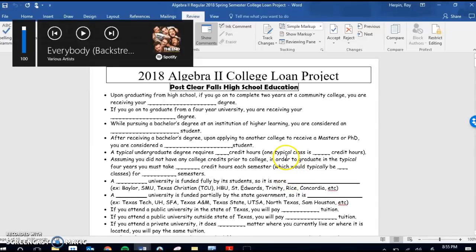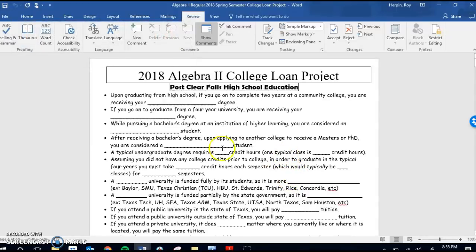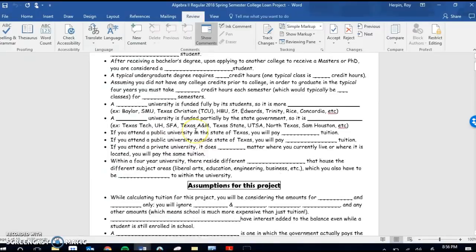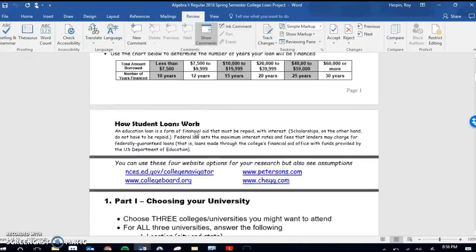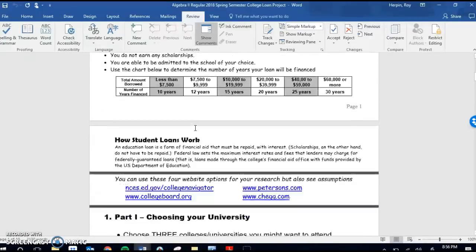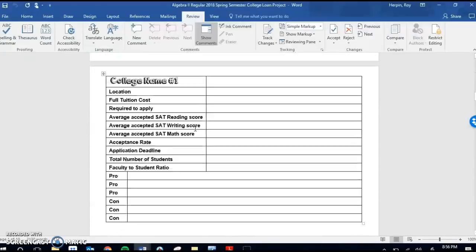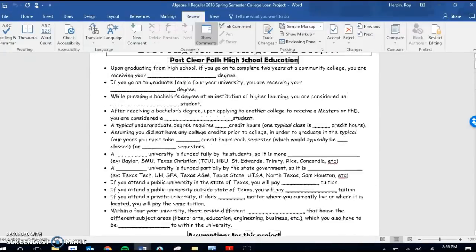All right, so I'm just going to run through this really quickly so you guys have a general idea of what's going on, and then I'm going to let you get started on your stuff. So you guys should all have a blank packet, and the first 2 pages should look like this, and then it kind of gets into the project.